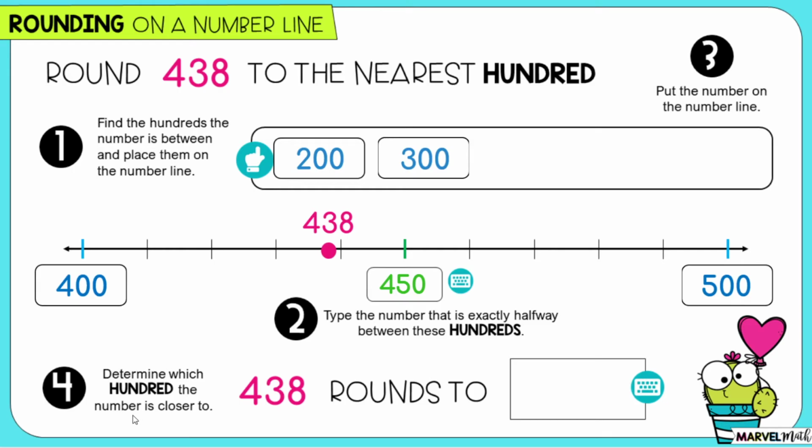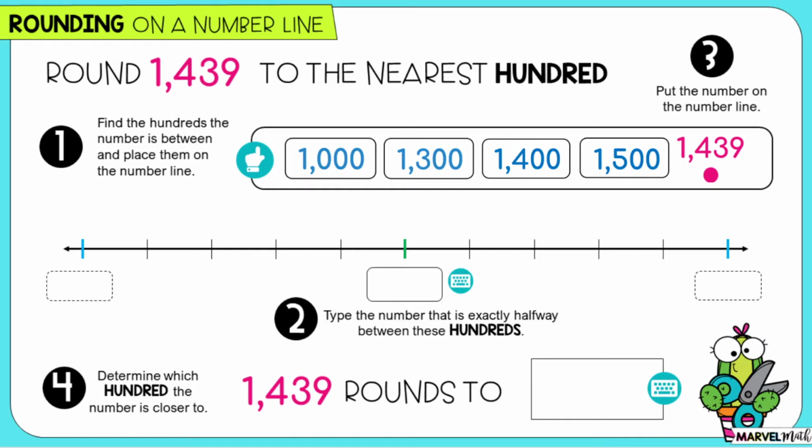Now I need to think about which hundred the number is closer to. So 438 is closer to 400. That means that 438 rounds to 400. Now I want to show you one more. So let's look at how to round a 4-digit number to the nearest hundred.